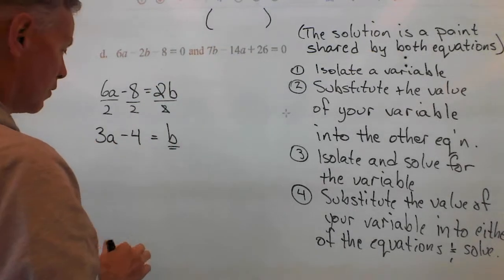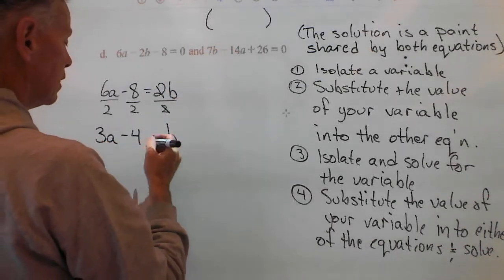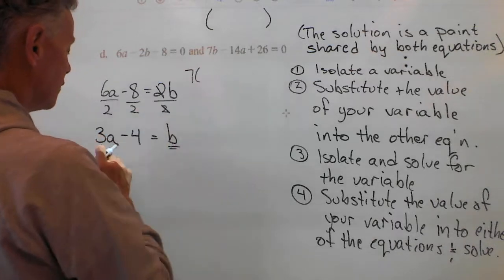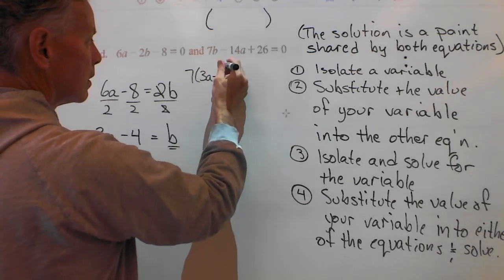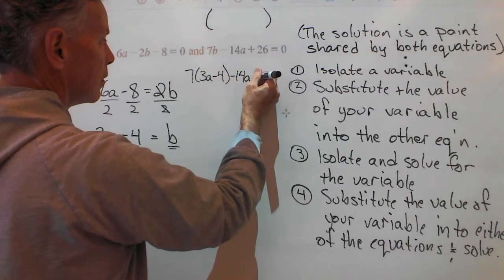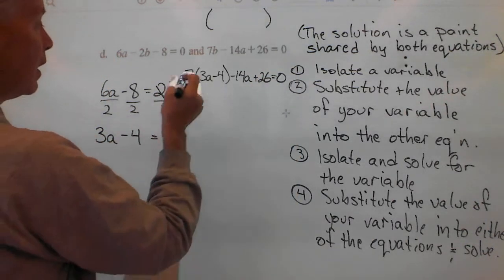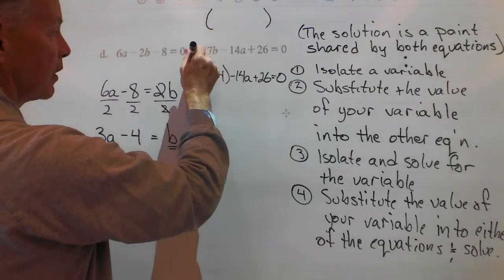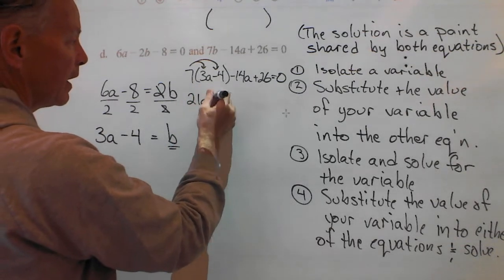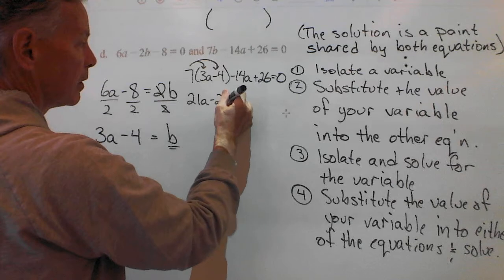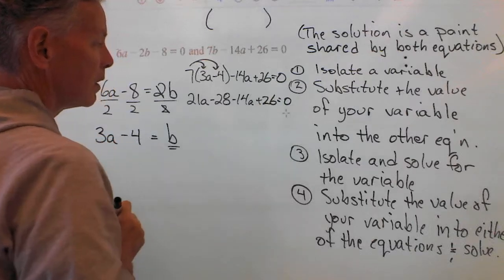So we'll sub that into the other equation. So 7b becomes 7 times 3a minus 4, right? That's our value for b. Minus 14a plus 26 equals 0. Simplify the left side. So we're going to distribute that 7 over both of these terms, giving us 21a and minus 28 and minus 14a and plus 26 equals 0.